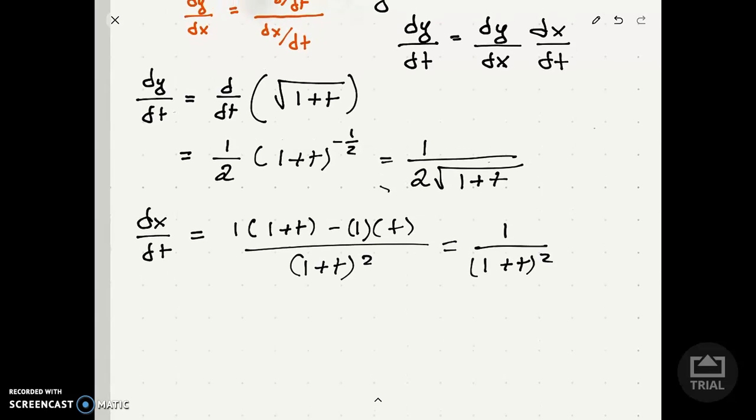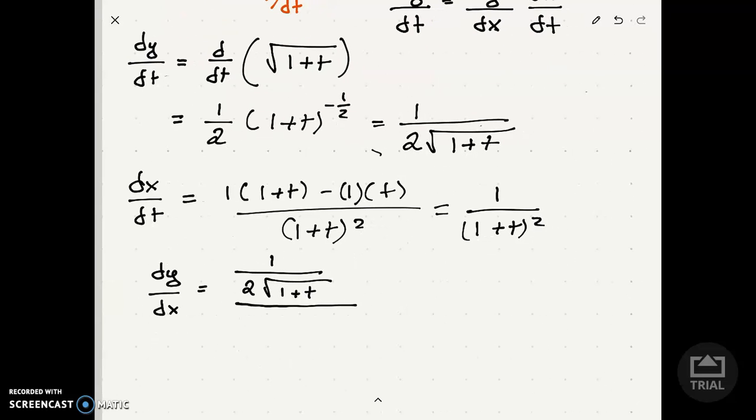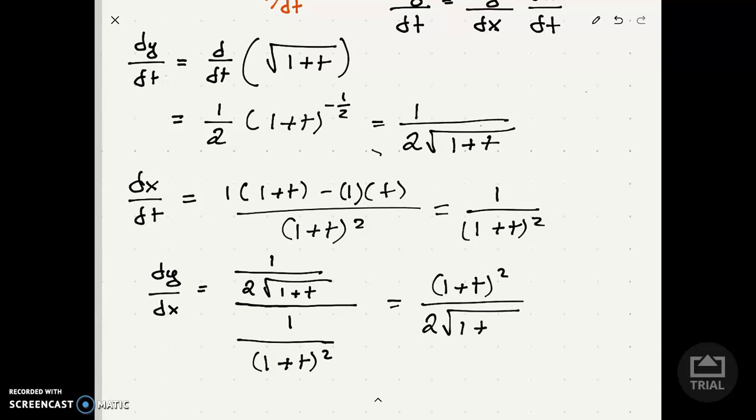Okay, so now we've got our two different parts in the formula. We've got the numerator and the denominator. And then from there, I'm just going to plug them in. So the dy/dx, and this is our final answer once we clean it up a little bit, is 1 over 2 root (1 plus t), over 1 over (1 plus t squared). Okay, and this is a complex fraction, so we can multiply by the reciprocal to divide, and that would just leave us with (1 plus t squared) over 2 root (1 plus t).